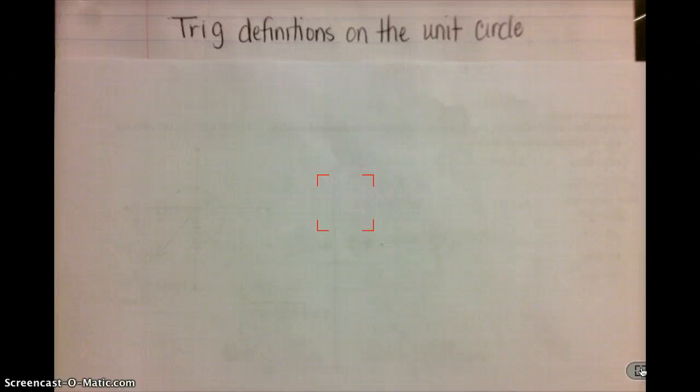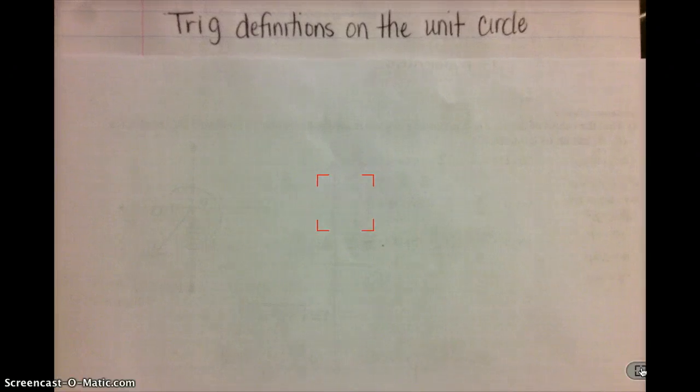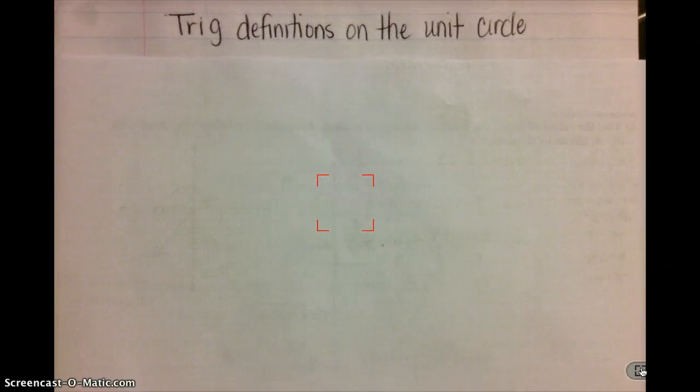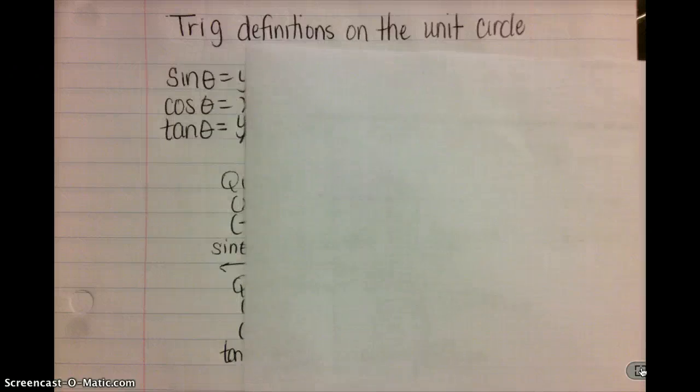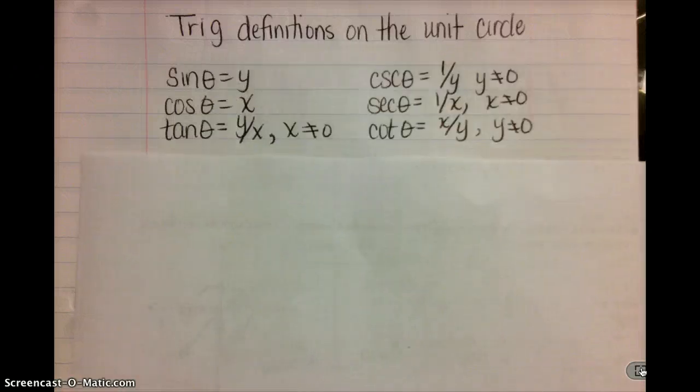So now we're going to look at the trig definitions on the unit circle. We're going to define the 6 trig functions using the unit circle. We're going to first start with sine and cosine. We've already talked about those in the definitions on the previous page. Sine of theta is y, cosine of theta is x, and tan of theta is y over x.